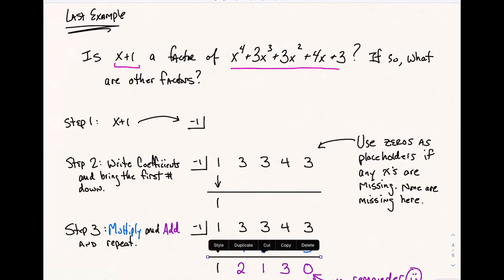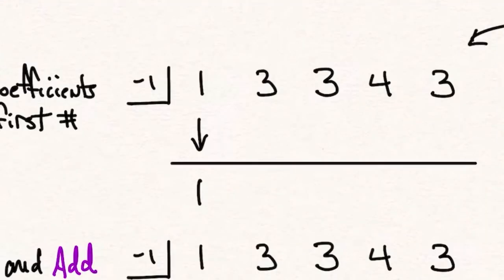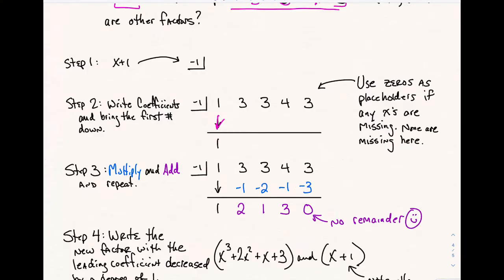So we take the negative 1, we put it here, and then we write all of the other coefficients. There's a 1, there's a 3, there's a 3, there's a 4, and there's a 3. So I put those here. If there were ever zeros or there was an x squared term or an x cubed term missing, I would just fill those missing terms in with zeros. We don't have that here, so we just write them all down. The first one comes straight down, so it gets rewritten. That's just part of the norm.